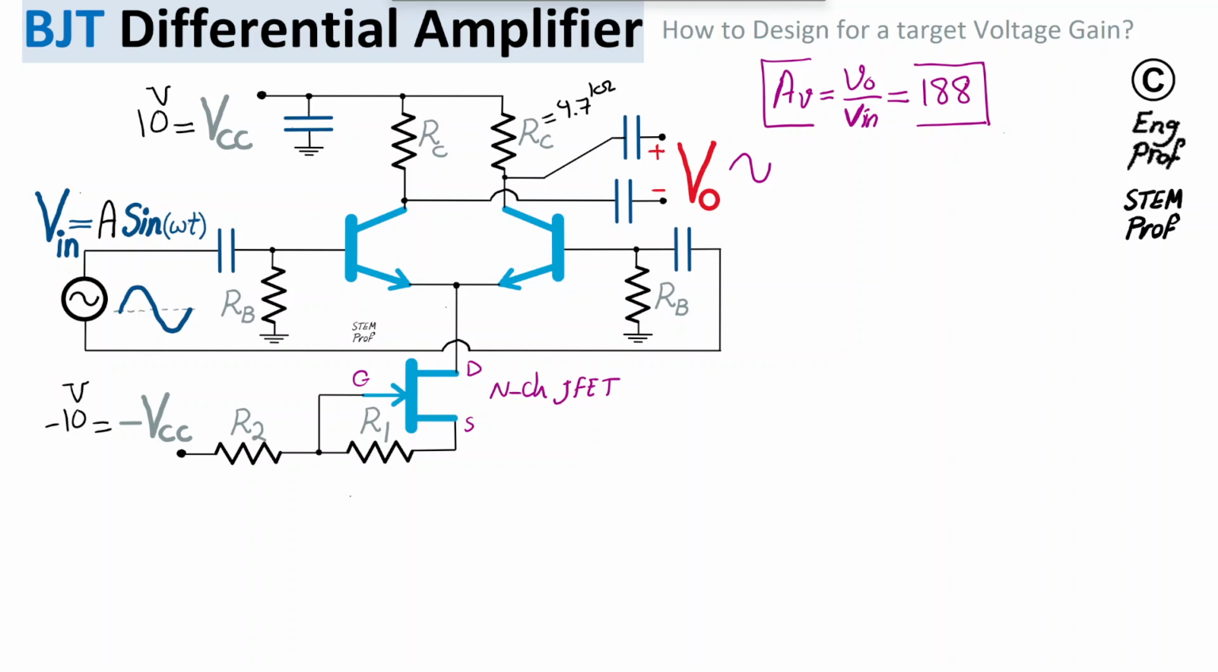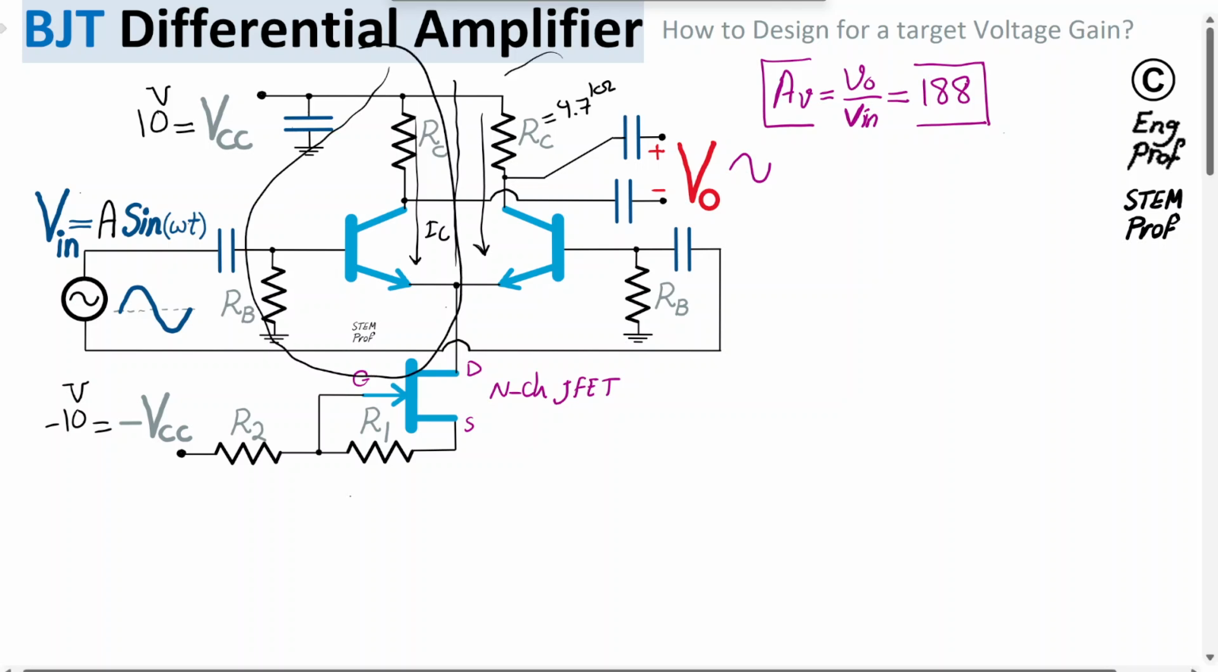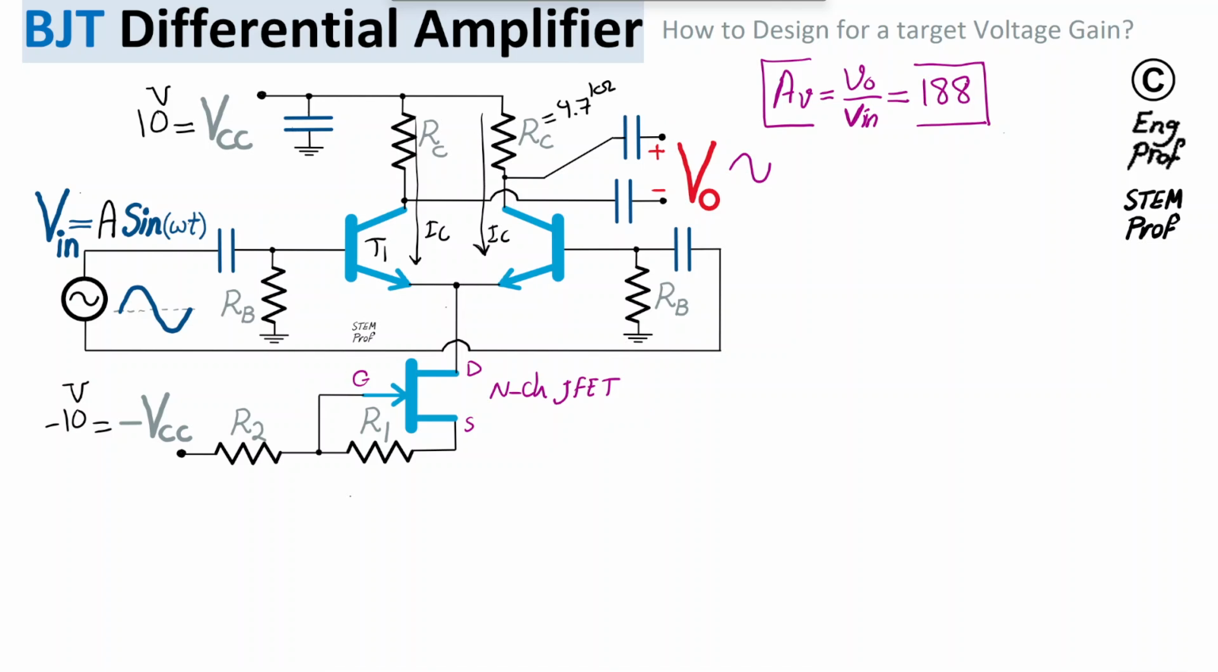What we don't know are the DC bias of the BJT transistors. All we know is the circuit has a mirror symmetry around the center. So this part is an exact copy, or mirror symmetry, of the other part. As long as that's the case, we can assume that the DC current of the two BJT transistors T1 and T2 should be exactly equal. So I just need to find one DC current there.